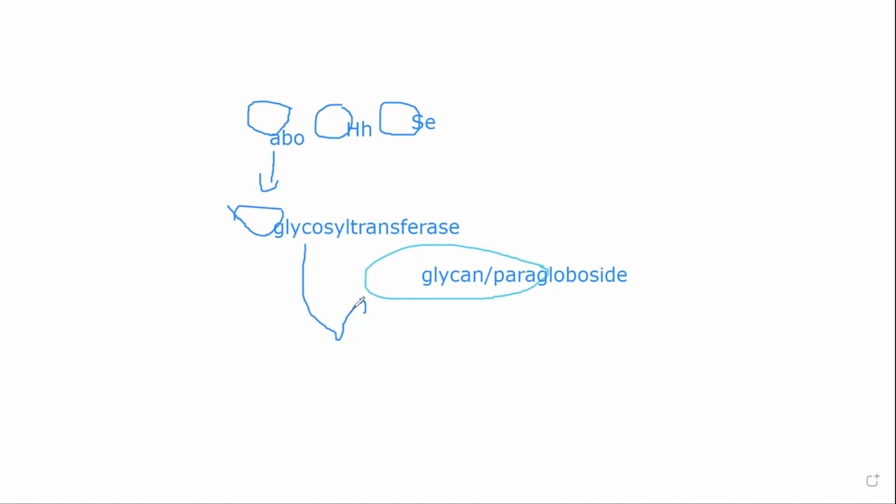So kapag may na-attach na silang sugar dito sa paragloboside natin or glycan, ang end product, that entire structure, including now your sugar na na-attach, would be your antigen. So meaning, yung paragloboside mo plus the attached sugar will now determine kung anong antigen ang na-produce.